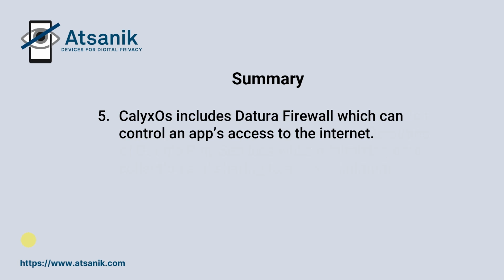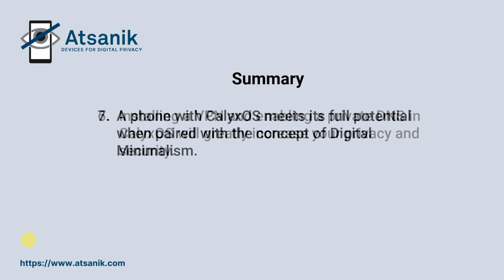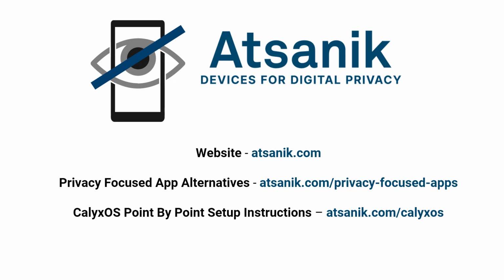Number five, CalyxOS has a built-in firewall that can limit or completely block an app's access to the internet, including the type of data sharing mentioned previously. Number six, installing a VPN and enabling private DNS settings in CalyxOS can also greatly increase your privacy when using your smartphone. And number seven, finally, a phone with CalyxOS meets its full potential when paired with the concept of digital minimalism. Here you can decide on a core set of functions for your phone and then completely customize it so that it meets those functions. So that concludes our tutorial.